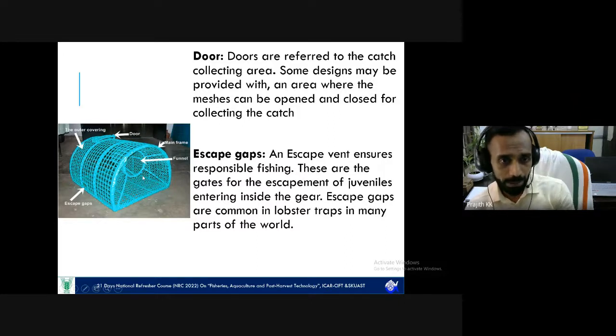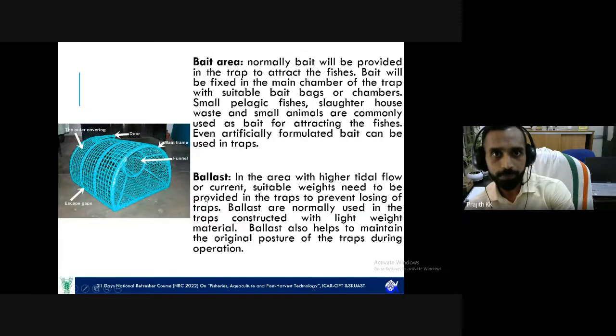This is a typical modern lobster trap. If juvenile lobsters are caught inside the trap, they can easily go out of this trap. So this is the escapement trap, as we say, another structure we have to provide in a trap. Then the baiting area: inside there will be a suitable baiting area for hanging the bait.